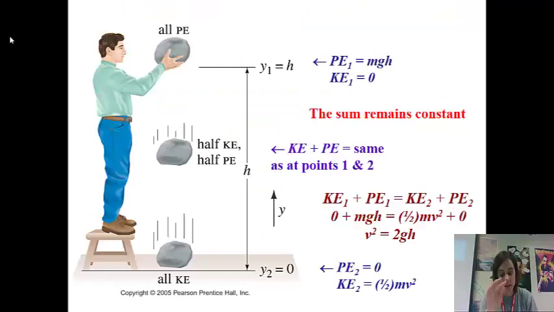Okay? So that's what this slide is showing. Instead of a marker, it's a rock. At the top, you've got all potential energy. About halfway down, you've got half kinetic energy, half potential energy, and at the very bottom, before the rock stops, it's all kinetic energy.